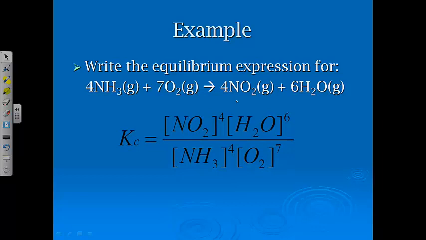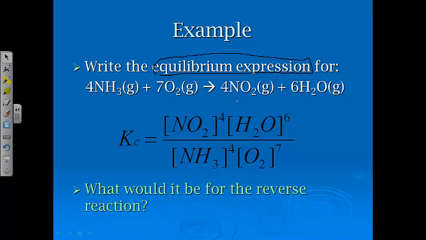Now, for example, write the equilibrium expression for this reaction. Here is going to be my equilibrium expression. I believe you have to jot this down, this one and the one on the last slide as well. So if you haven't done that, make sure to write that down, where you simply have nitrogen dioxide raised to the 4th power, water raised to the 6th power, ammonia to the 4th, oxygen to the 7th. When we're talking equilibrium expression, we can go right to the coefficients. We don't have to do the method of initial rates like we did in kinetics.